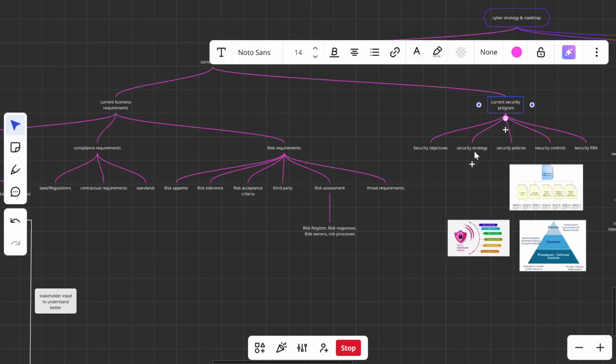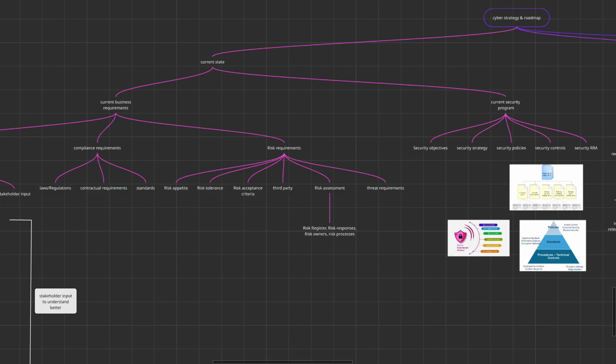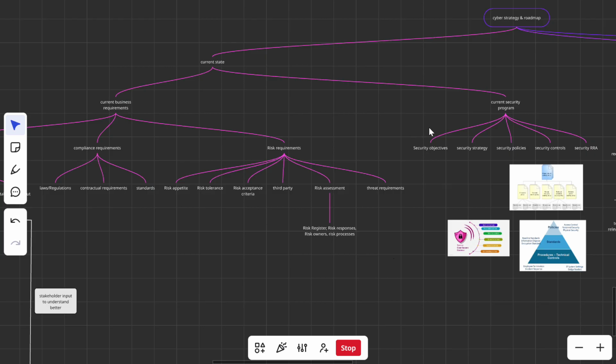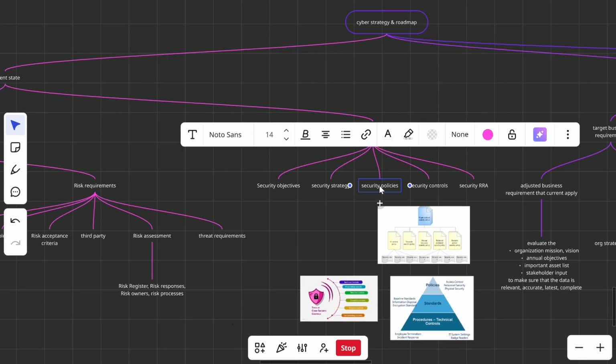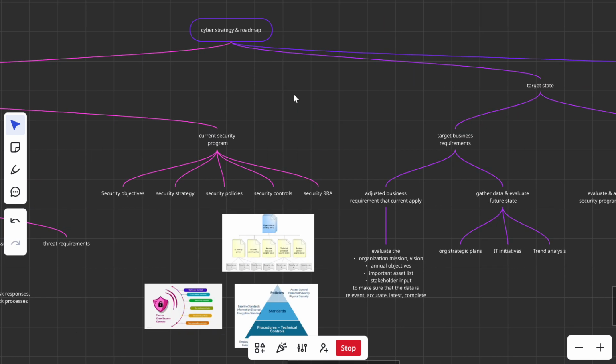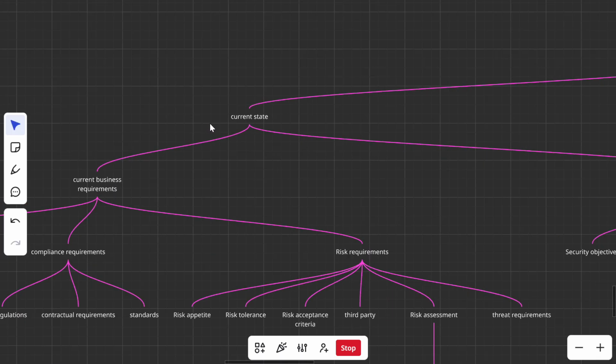Then you move on to current program, security program. So it's about gathering data about what you already have. What objectives do you already have? What strategy do you already use? Policies, controls, and roles and responsibilities. Just gather data related to those things you already have. This becomes the target state. At this point, we're not making any judgments. We're just gathering data. The judgment part is later in the target state. So you move on to the target stage once you gather the data. The current state is about gathering data about people, process, and technology.